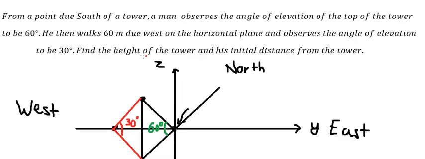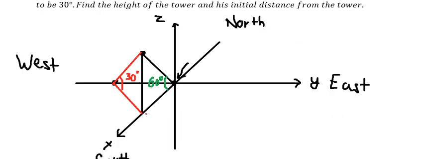So we need to find the height and the initial distance. That means this one here, and the height is this one here. I will put the distance from this one to the man as x. The height of the tower is y. We know that from the new location, this distance is 60 meters. I will highlight in blue.